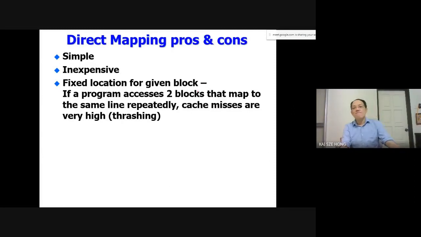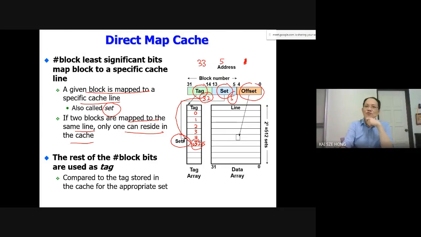So what are the advantages and disadvantages of the direct map? The advantage is that it is simple and inexpensive, because not all blocks can be mapped to all lines, and there is a fixed location for a given block. If a program accesses two blocks that map to the same line repeatedly, then the cache misses are very high. Thrashing, trash means you throw into a dustbin, right? It's very high. Let's say you access block 32, 5 and block 33, 5 all the time. So you always miss all the time. This is the problem with the direct map.